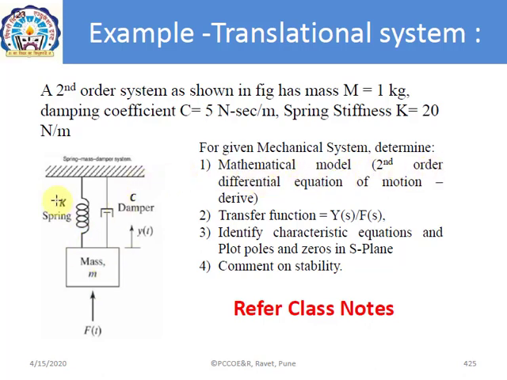So we have to derive the governing equation, or the equation of motion, or dynamic equation of the system. Second is the transfer function. Now to find the transfer function, it is very important to know what the input given to the system is and what the response of the system is.